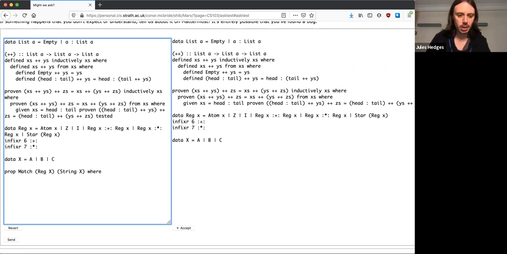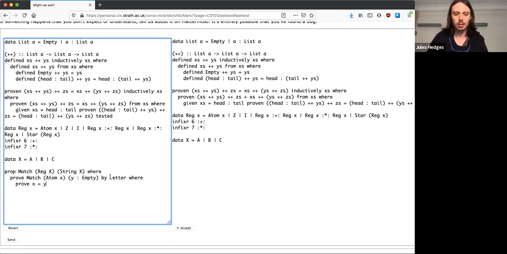So the first case is, the first thing that a regular expression can be is an atom, a single letter. So I'm going to say I can prove that atom x matches the string x cons empty by letter. But remember, I still have this restriction that each letter can appear only once. So instead, I have to say that atom x can match y cons empty, but then I have to prove as a sub-goal that x equals y.